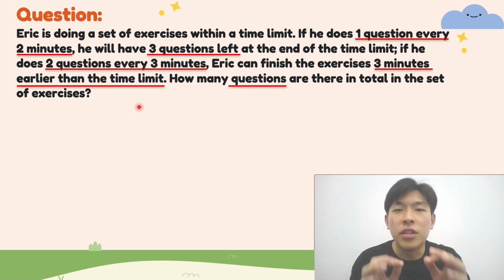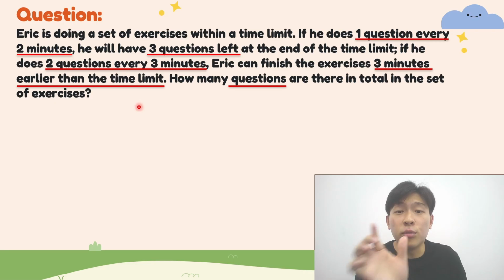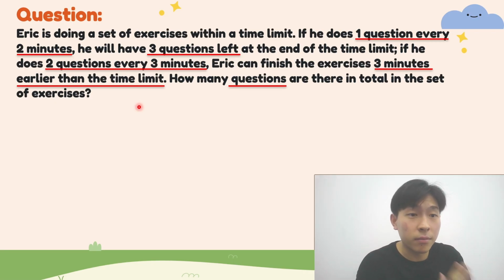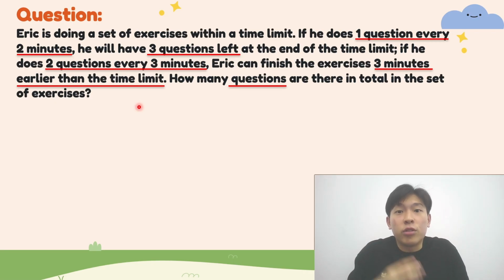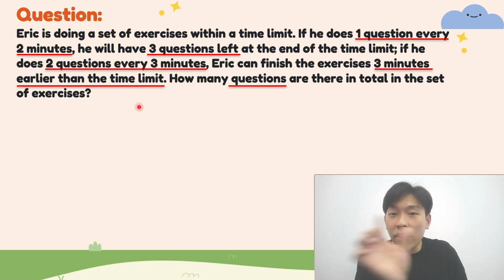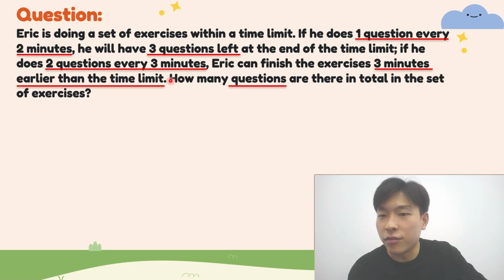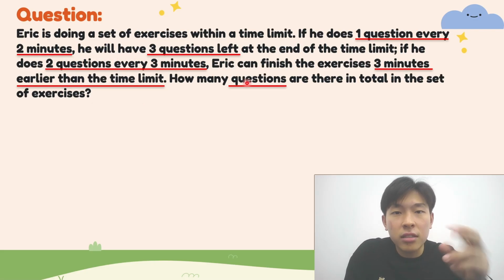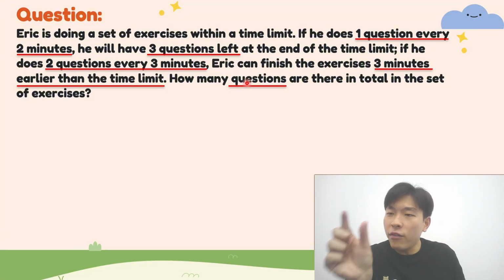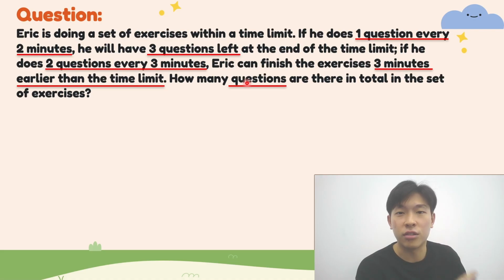Now, we can do it this way. Here, we have 1 question every 2 minutes, which means that every 2 minutes, there is 1 question. So we actually can distribute questions to time. So it's easier for us to do. So every 2 minutes, 1 question. Then, similarly, for the second case, every 3 minutes, there are 2 questions. Every 3 minutes, 2 questions, 2 questions.